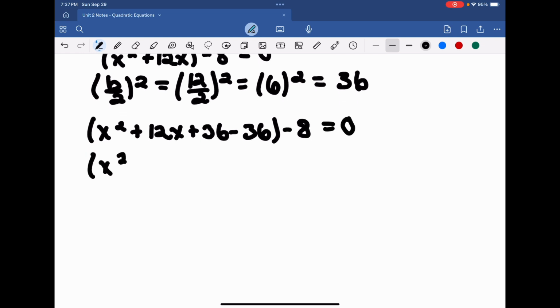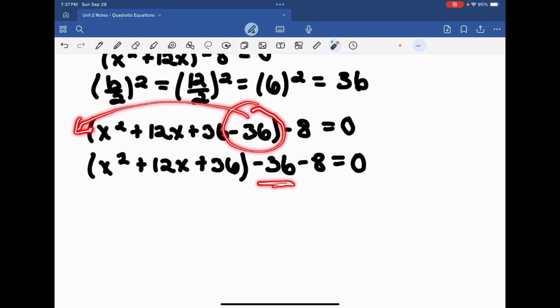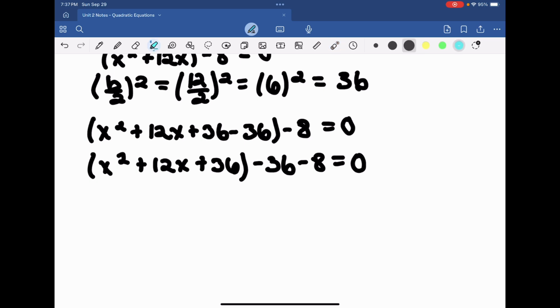Now from here we're going to rewrite this as x squared plus 12x and then keep the positive 36 in the brackets. I don't want to leave that out. Minus 36 minus 8 is equal to 0. Now, I'm going to pause here just for a second. Some of you might be like, wait a minute, we removed this out and we didn't multiply it by some coefficient, but I mean, technically we did. Negative 36 times positive 1, which is out here, just leaves us with the same term. So I just wanted to make sure we point that out.